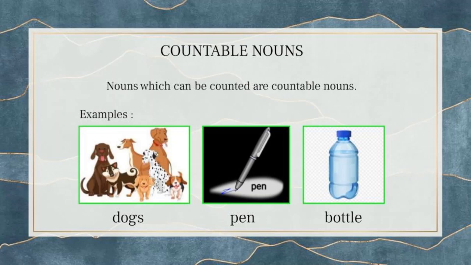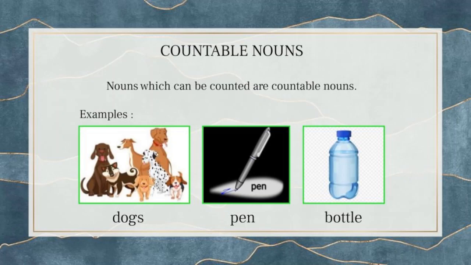Okay, students. Now we are going to see about countable nouns. Countable nouns are nouns which can be counted. What do you mean by countable nouns? Countable nouns are nouns which we can count. If we can count any nouns, it is known as countable nouns.